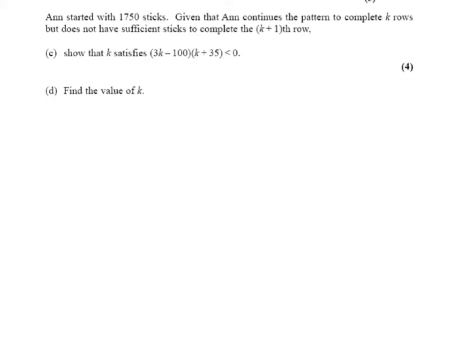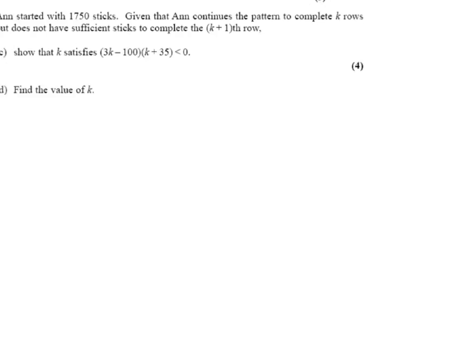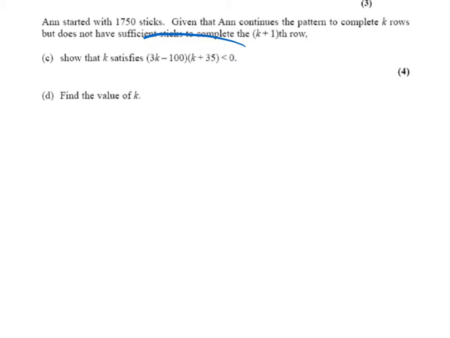Now part C and D, I've got K involved, and I know that you don't like K. Let's see what it says. So Anne started with 1,756. Given that Anne continues the pattern to complete K rows, but does not have sufficient sticks to complete the next row, the K plus 1th row, show that K satisfies this inequality here.